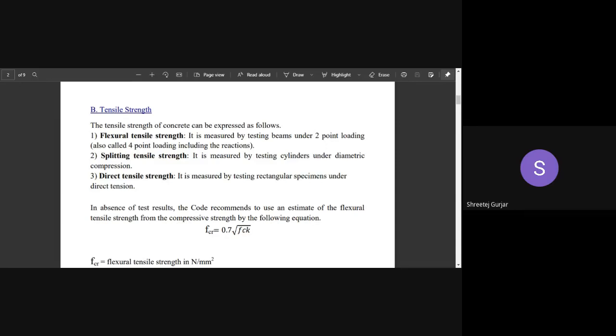Coming to your second one, your splitting tensile strength. You have done this in your lab, I guess. Wherein you have a concrete cylinder, right? Concrete cylinder of 150 mm dia and 300 mm in height, right?